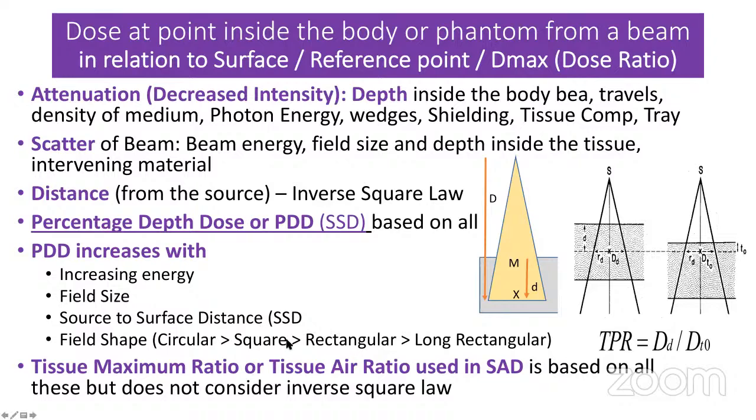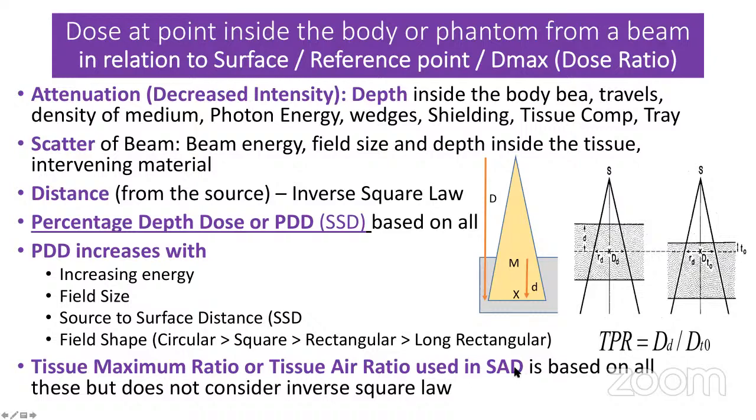Then the field shape, again, sometimes it is counterintuitive. Why in a circular field would you have a higher percentage depth dose as compared to a long rectangular field? But if you think of it, scatter is one of the important components through which dose reaches any point, because even though you're talking of high energy, a high energy beam is also scattered. It is much less scattered, mostly in the forward direction, but it is still scattered. So in a long rectangular field, the scatter which reaches the center, the measuring point, is much less as compared to a circular field, where from each place in that field, it is equidistant.